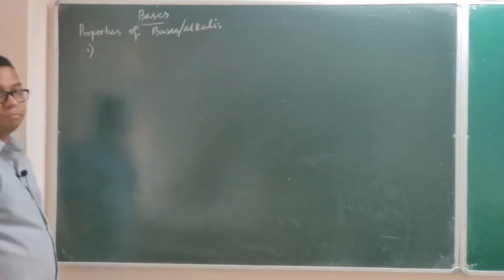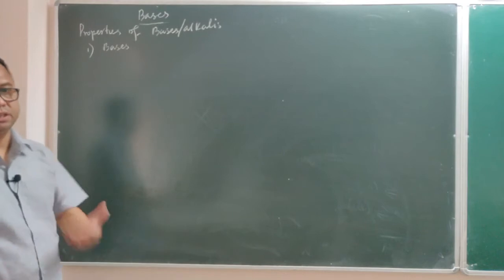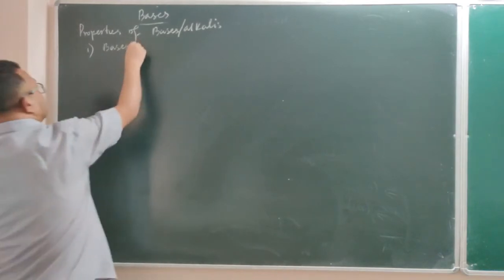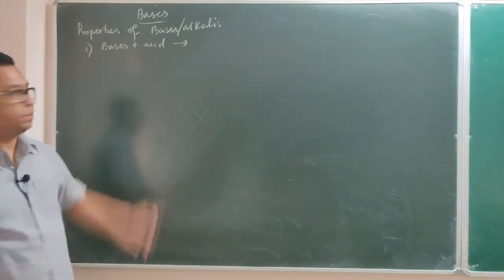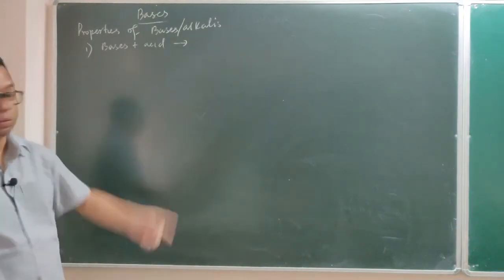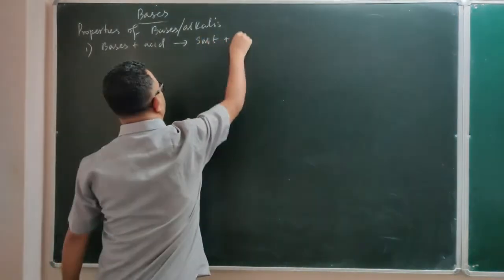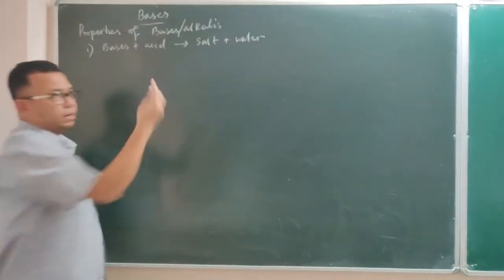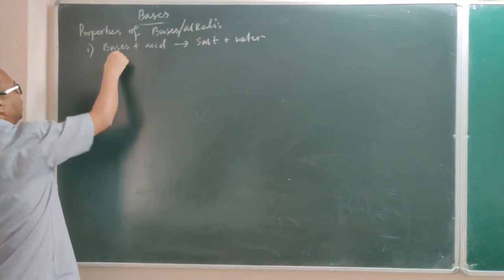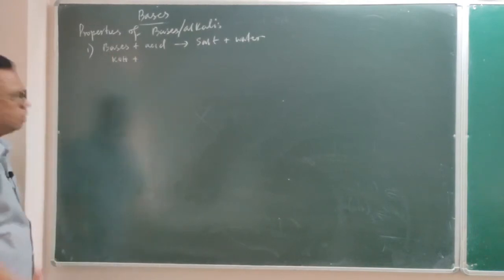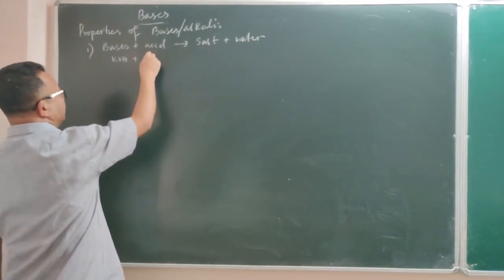The first one: all bases, whether alkalis or simply insoluble bases, react with an acid. I told you when I discussed acid properties that we will come across the same property in bases also. All bases will react with acid to give you salt and water, a neutralizing reaction. You can write any base. Let me take potassium hydroxide, or you can take copper oxide, zinc oxide, any metallic oxide, and an acid. Let me take sulfuric acid.